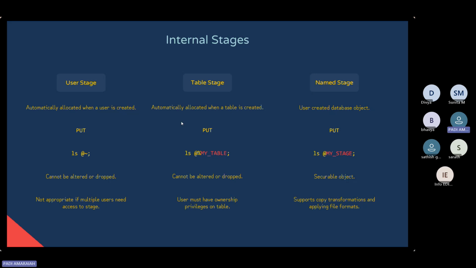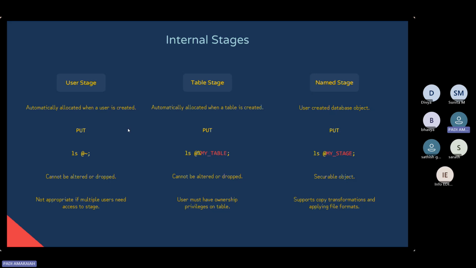Clear. Then the user stage, if I take, cannot be altered or dropped. You cannot drop this stage because it is automatically created by Snowflake. Same here, the table stage also, you cannot drop or alter. But the named stage is a securable object. That means you can drop, alter, or modify whatever you want to do. You can create this named stage because this is specifically user created.